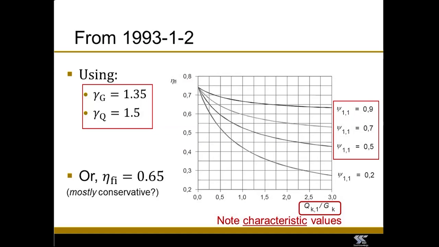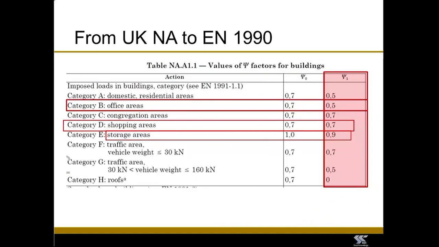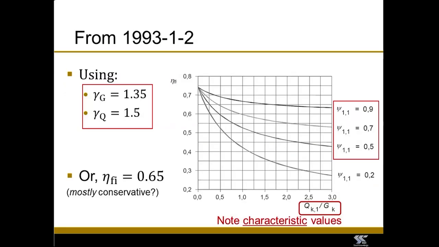Okay, 0.2 seems a little bit obscure for me. Let's just see where 0.2 comes from. Well, according to the UK National Annex, it doesn't come from anywhere. So I'm not entirely sure why this bottom curve is even shown. But we would find ourselves using the curves depending on the type of floor loading for 0.5, 0.7, 0.9.